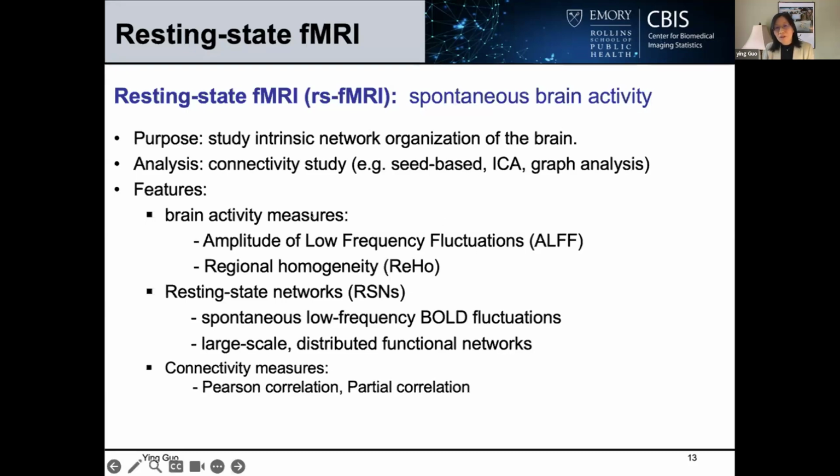The main purpose in resting state fMRI, since there's no task, is really focused on studying how the different brain regions are connected. So connectivity study is really a big thing for resting state and the main type of analysis for resting state fMRI. And there are some brain activity measures that you can use to measure the activity during the resting state. But the most commonly used features from resting state fMRI are the resting state networks. People through analysis, like I said, have identified a very reliable set of functional networks. They are large scale and spatially distributed across the brain, and they basically perform similar types of brain functions. So the most famous one is the default mode network, for example.